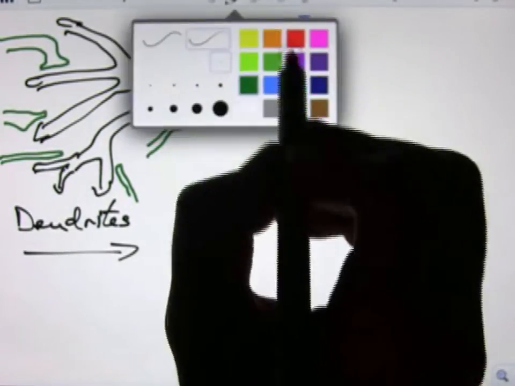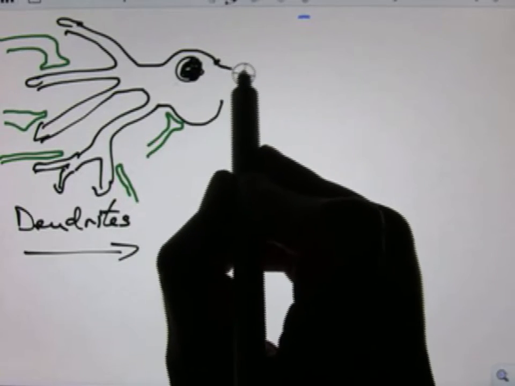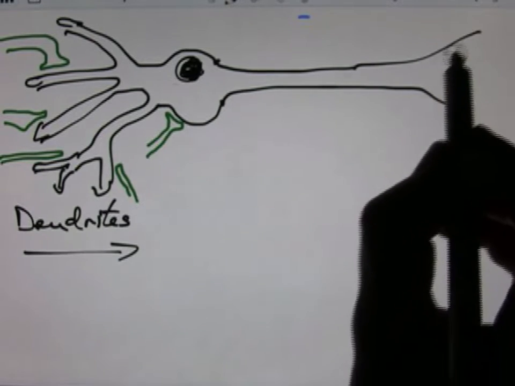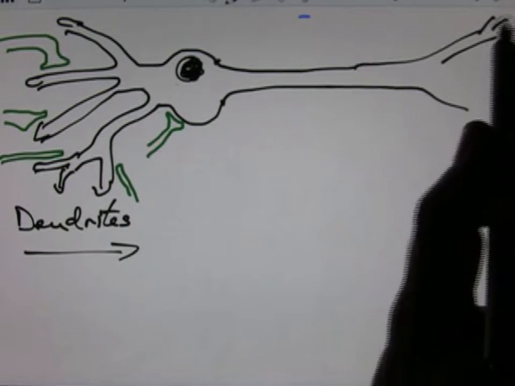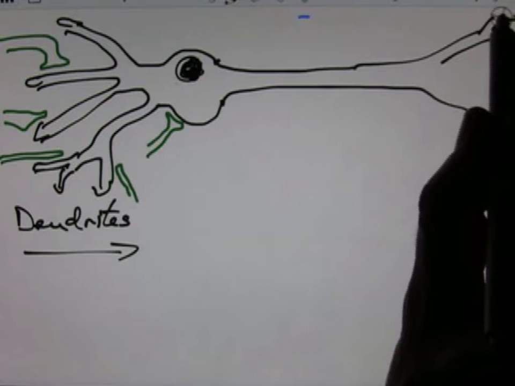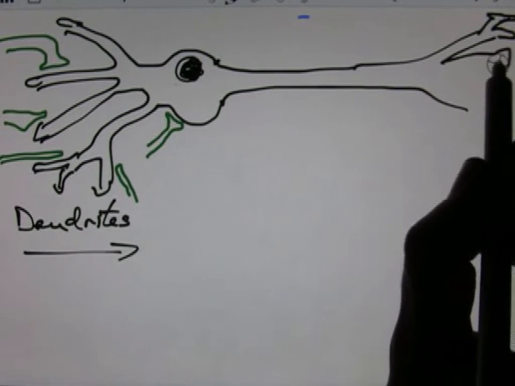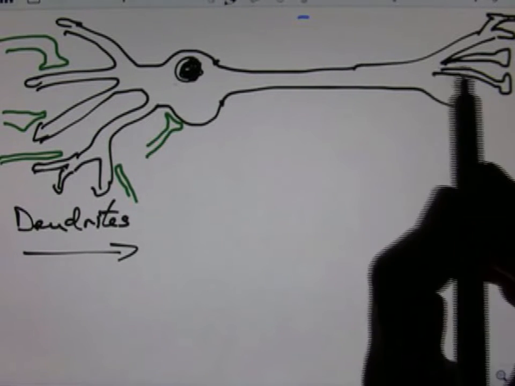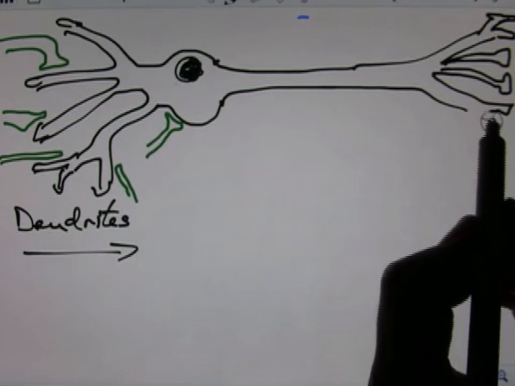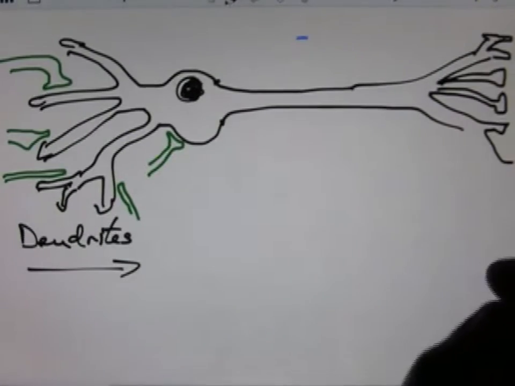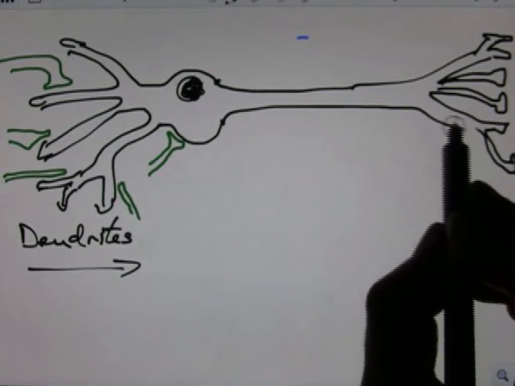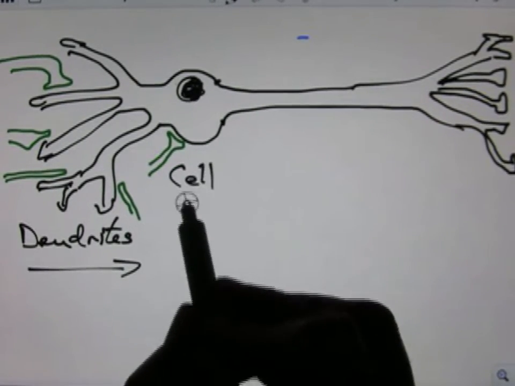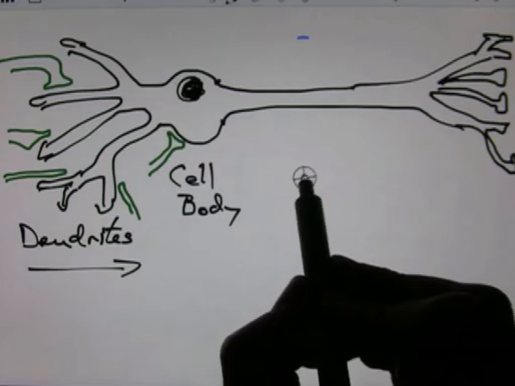And then the cell body has one axon that in turn can have many branches, and each of those branches ends in synapses. Those synapses can be on other neurons, or they can be on, for example, muscles. Okay, so here's an ugly neuron with dendrites, a cell body, and an axon.